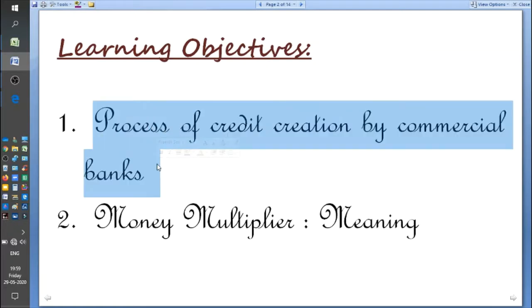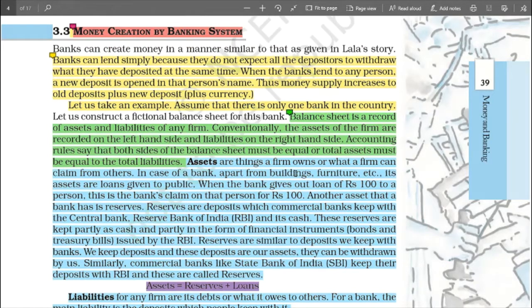by commercial banks. And at the end of the discussion, you'll also come to know about the meaning of multiplier. So we'll base our discussion on the text. We'll follow the yellow highlighted paragraphs. We'll learn about this money creation of the banking system, or credit creation by commercial banks.